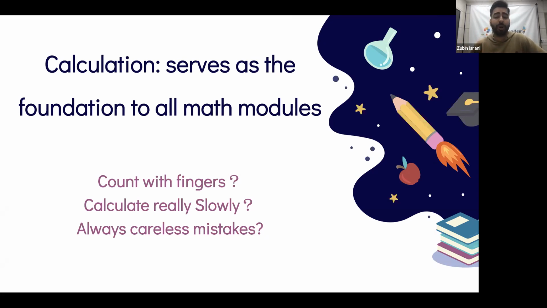There's a lot of improvement to be done, especially with the workshop students, in the calculation aspect. The way we see the most common problems, and the way you can assess it with your students, with your children, is: are they counting with their fingers, right?